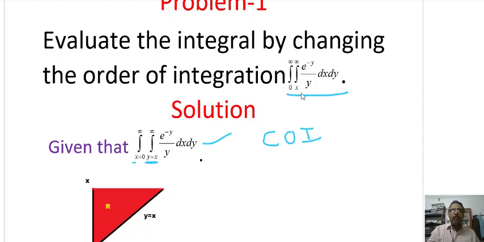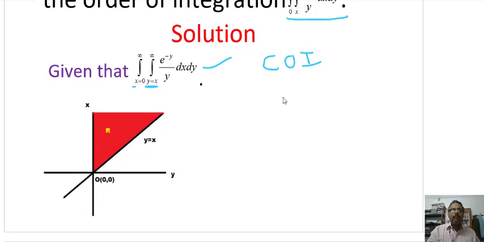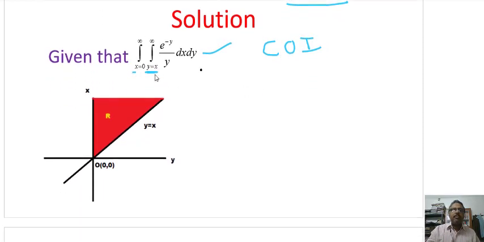So in this problem, x is 0 to infinity, y is x to infinity. If you integrate with respect to y, e power minus y by y is very difficult to integrate. So for this purpose, change the order of integration. Our method is also change of order of integration. Then how to change the order of integration?